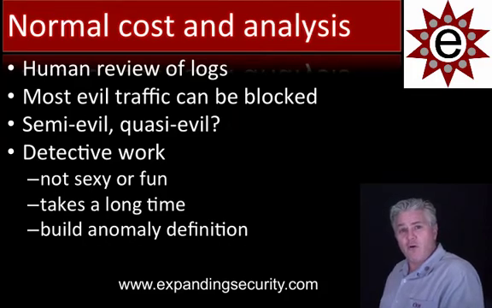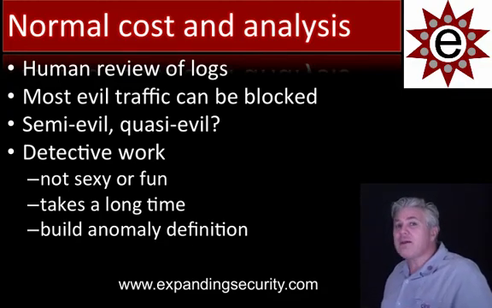Now, there is a normal cost to the analysis. We have humans that must review these logs. A machine can't do everything for us. Now, we could outsource that activity, but it still has to be done. And what happens is when we review those logs, we say, here's the evil traffic that has to be blocked. But what about the semi-evil? What about the quasi-evil stuff that's out there?